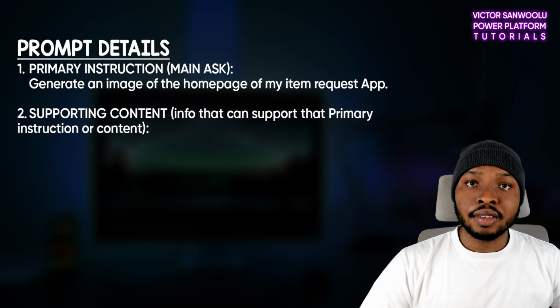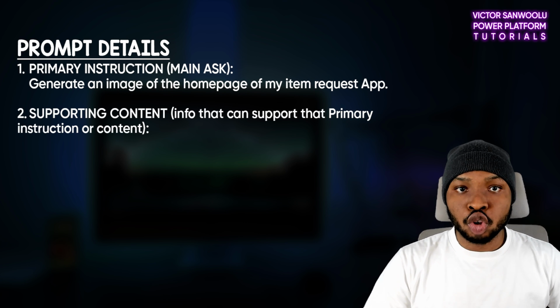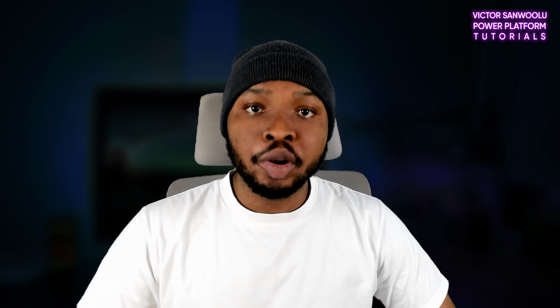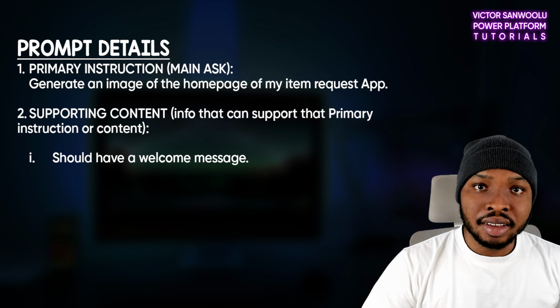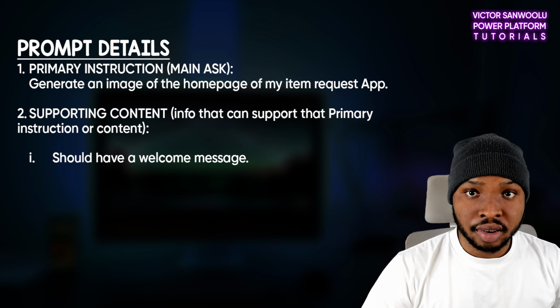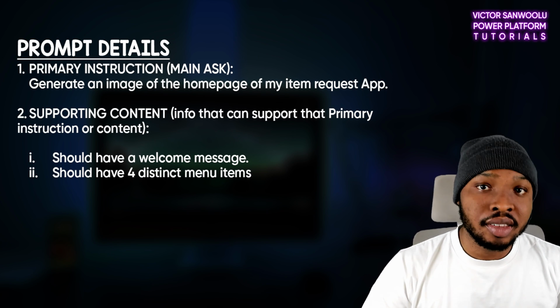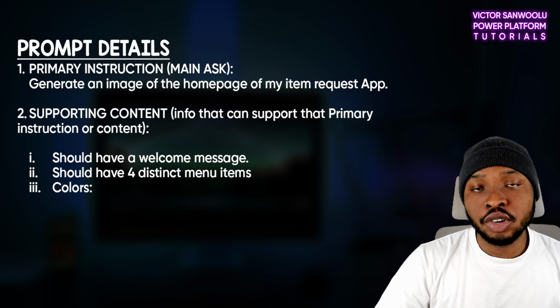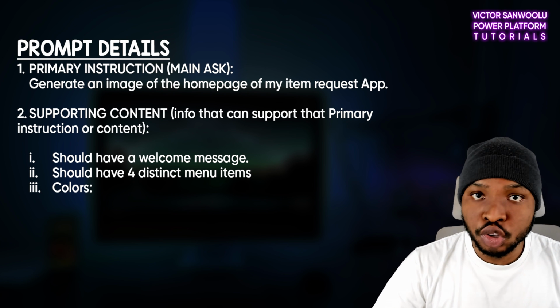The next thing is, what info can I give to support the primary instruction? And since we are generating an image, you can interpret this question as, what do I want the image to contain? In our case, I want it to have a welcome message. I also want it to have 4 distinct menu items. Another supporting content is the colors you want to use on your app.